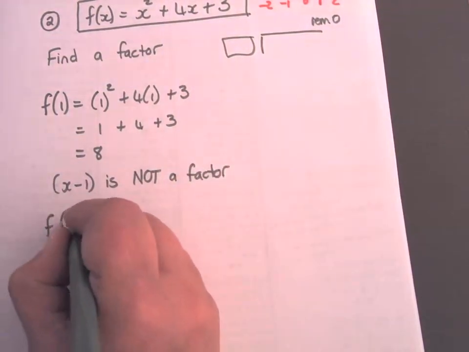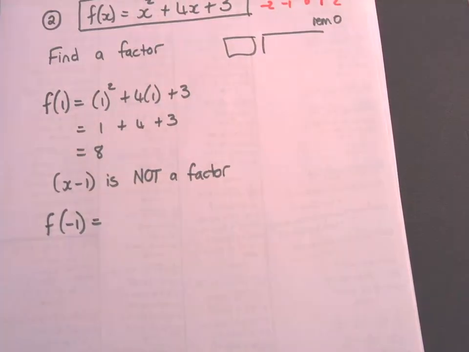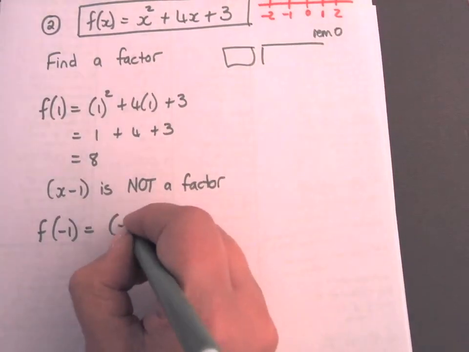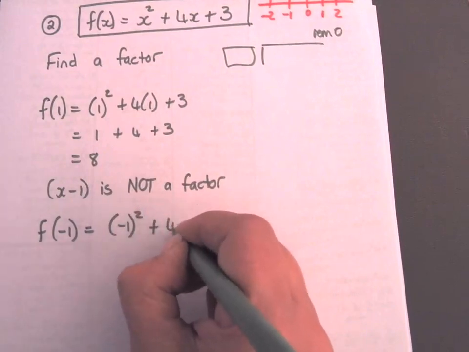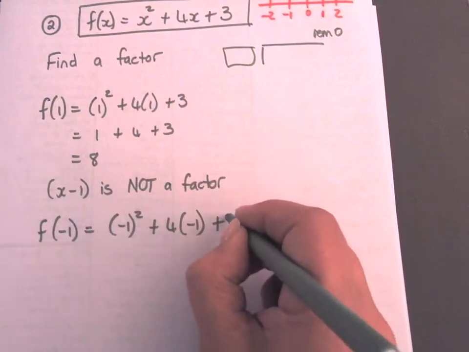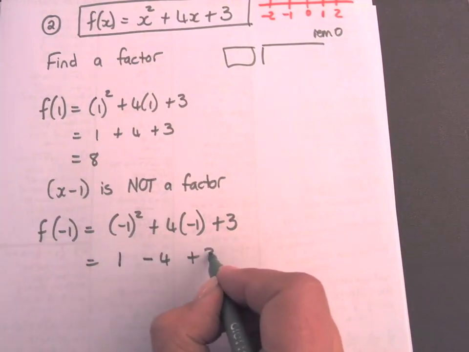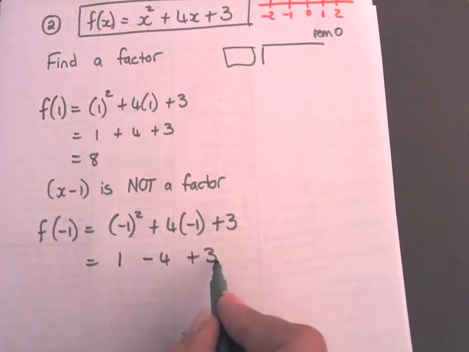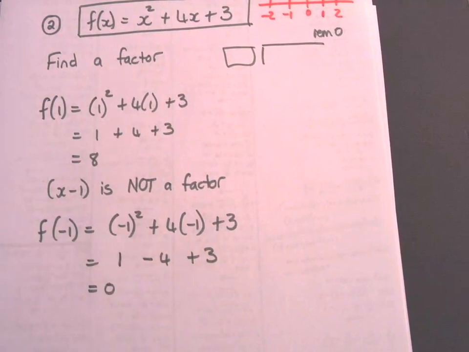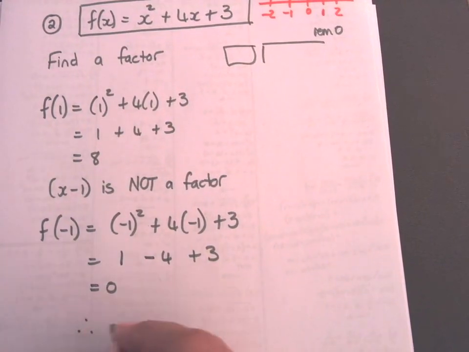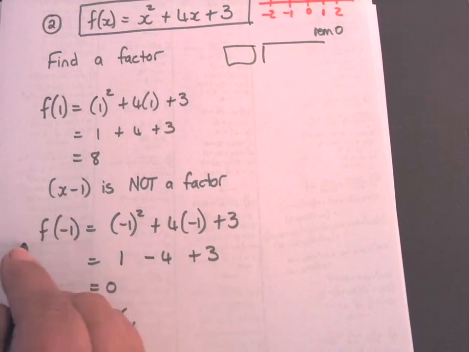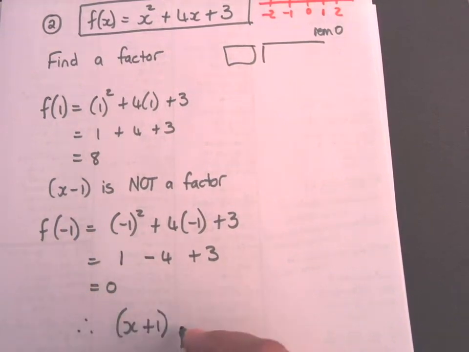Let's look at negative 1. Substitute the negative 1: negative 1 squared plus 4 times negative 1 plus 3. It's 1 minus 4 plus 3, which is negative 3 plus 3, which is 0. There's one that gives a 0. Therefore, x plus 1 is a factor.